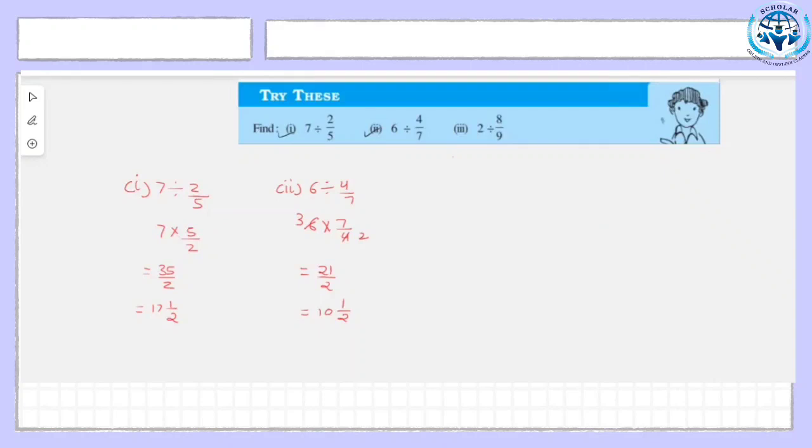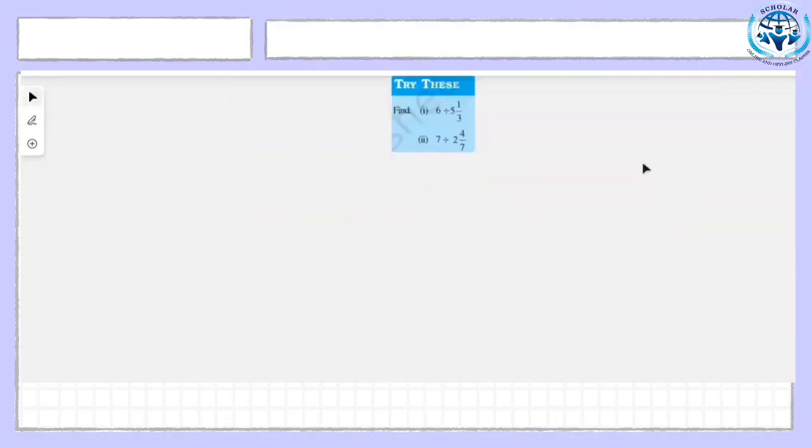Here 10 is the quotient, 2 is the divisor and 1 is the remainder. We will write it as 10 1 by 2. In the third one, 2 divided by 8 upon 9, that means 2 multiplied by 9 by 8. 2 4s are 8, the answer is 9 by 4. We will again convert it into a mixed fraction: 2 1 by 4. 2 is the quotient, that means the answer.